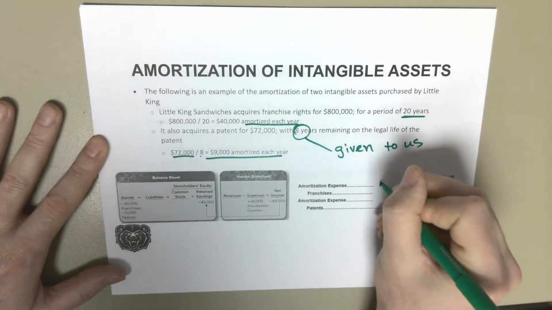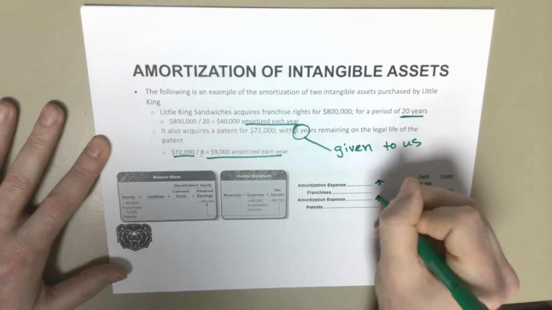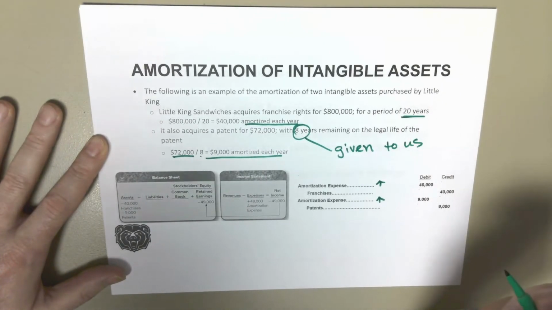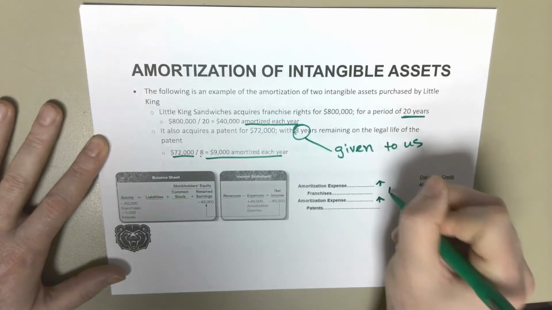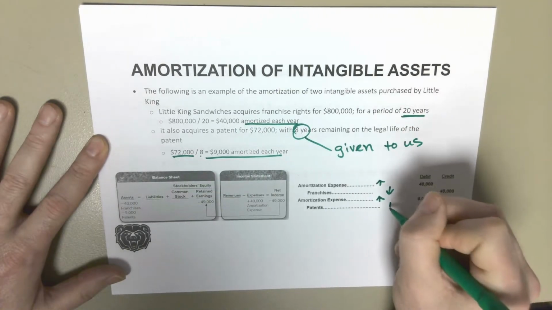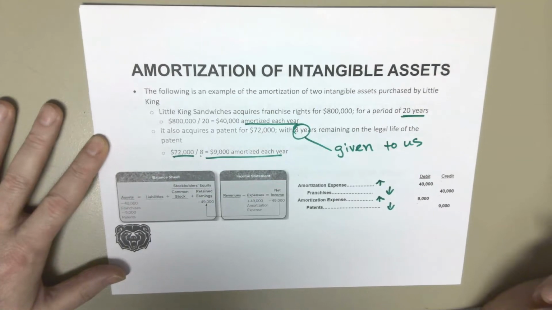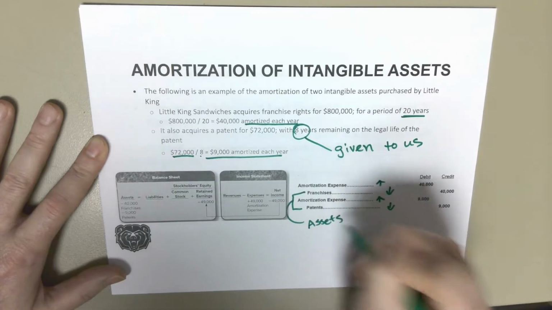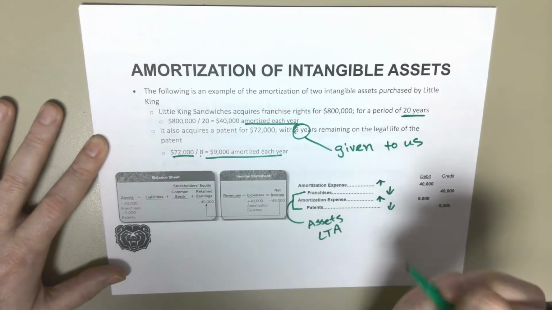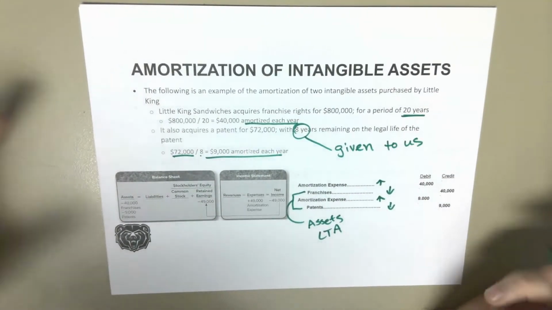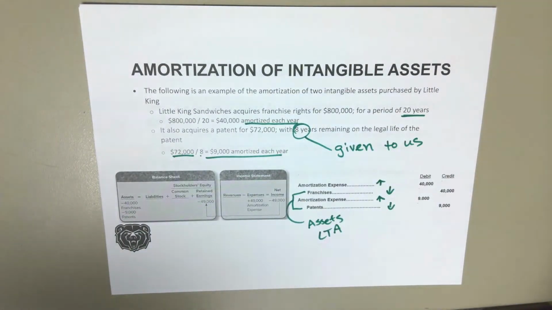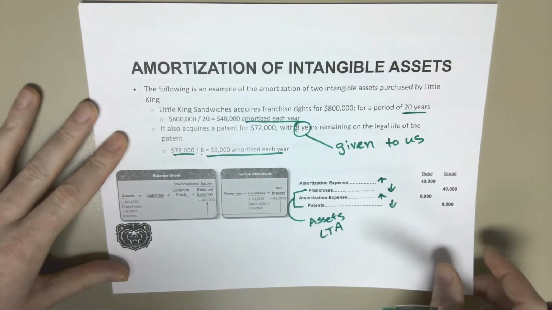You're going to have an increase to amortization expense. You are going to credit your franchise each year. This is a decrease to an asset. And you're going to credit your patent each year. This is a decrease to another asset. So both of these are assets, right? That's what we're talking about here. We're talking about LTAs. And these are both intangible assets. You can't actually hold the franchise in your hand. You can't actually hold, I mean, you could technically hold the patent in your hand, I guess, but that's usually recorded somewhere.